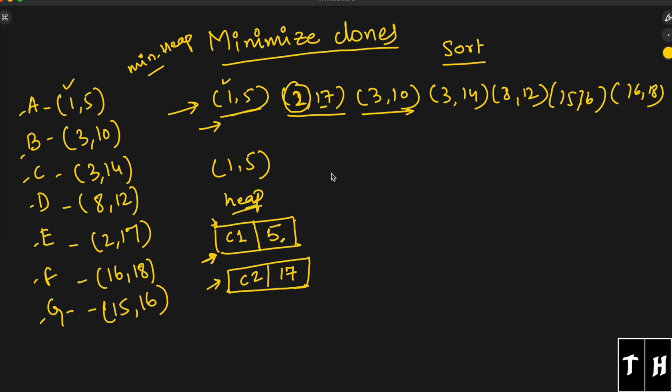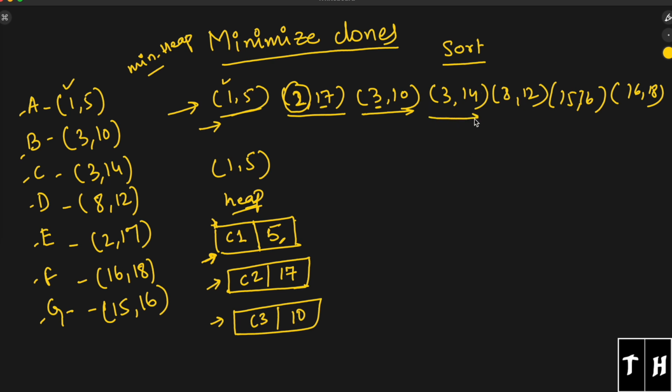And compare it with the clone which finishes earliest. So here it is 5. This starts at 3 and this clone finishes at 5. So again, there is a clash, so we create a new clone. We call it C3 and the end time is 10, right?